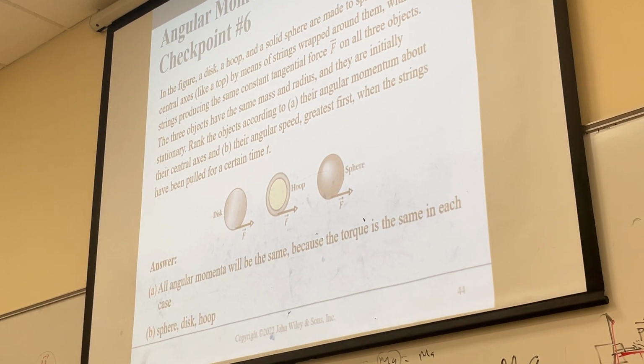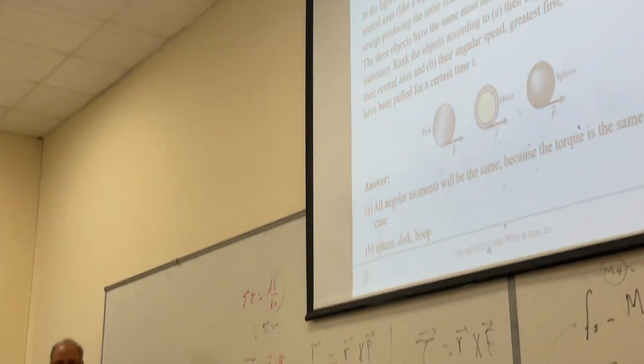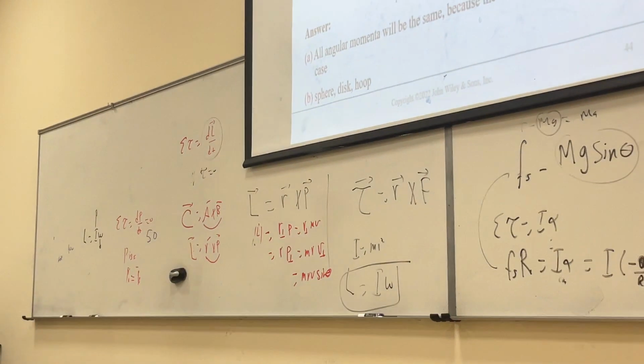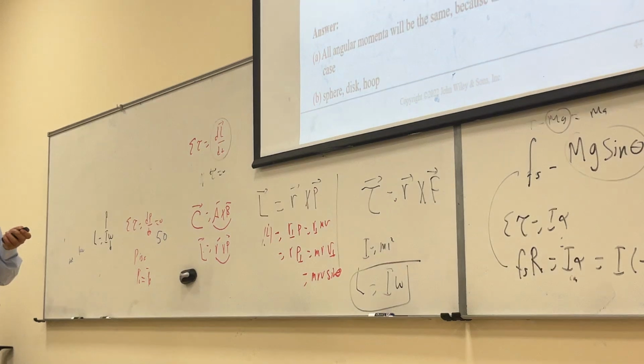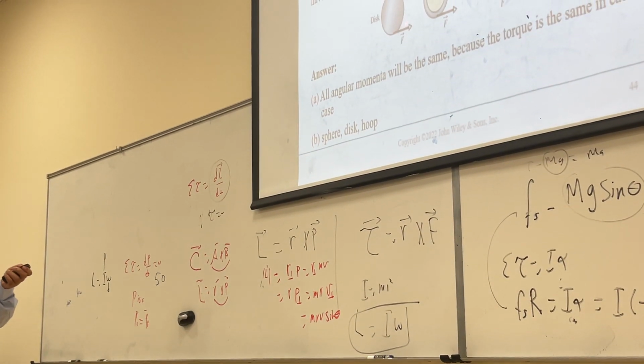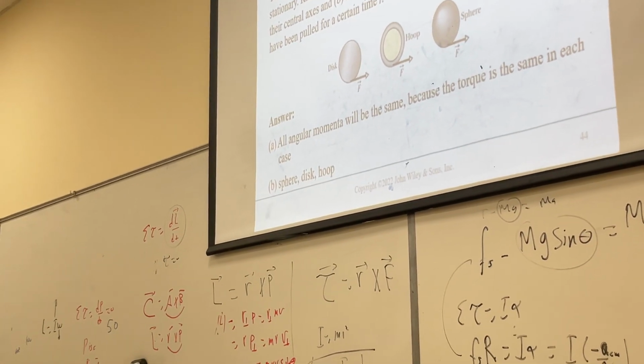Which one has the greatest angular speed? So the angular momentum is constant, and L is equal to I omega. If one of them has higher I, what will omega be? It is lower. So the one with the smallest moment of inertia will have the highest angular speed. Which one has the smaller moment of inertia? The sphere, 2 over 5, will have the highest angular speed. Then this one, because it's half, and this is the full m r squared. Okay, so this is the answer.